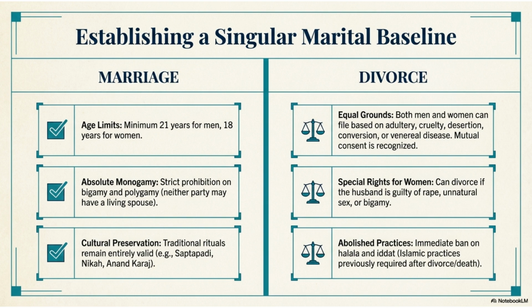The code establishes a singular marital baseline. This includes minimum age limits for marriage and an absolute prohibition on bigamy and polygamy. For divorce, both genders have equal grounds for filing, and the law abolishes practices like halala and iddat.